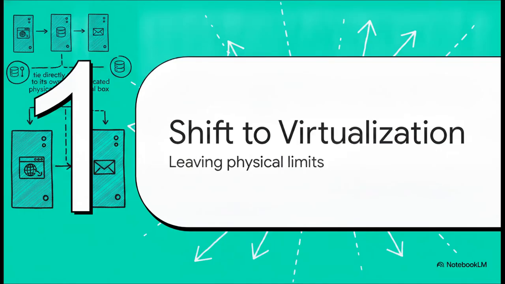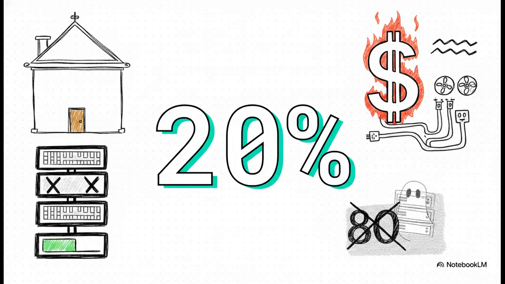Section 1. The shift to virtualization, leaving those physical constraints behind. Now, to truly troubleshoot modern environments, you've got to understand the problem virtualization was actually invented to solve in the first place. Think back to traditional physical infrastructure. Every single application, your web server, your database, your mail server, was tied directly to its own dedicated physical metal box. And here's the crazy part. Those physical servers frequently operated at less than 20% of their available capacity.